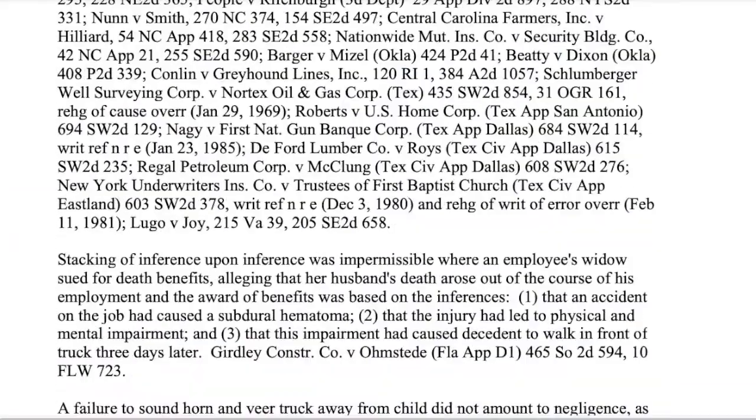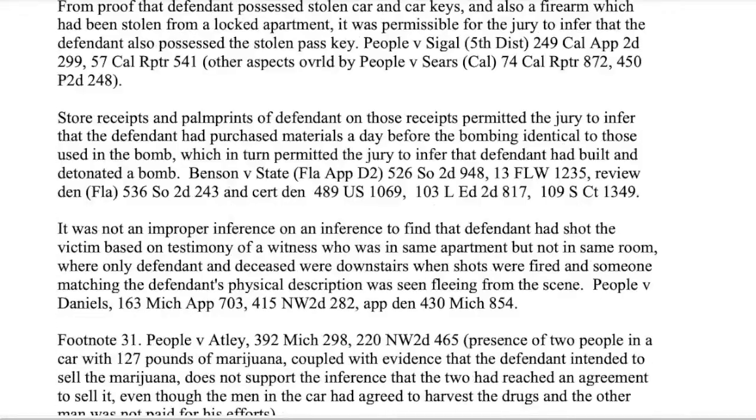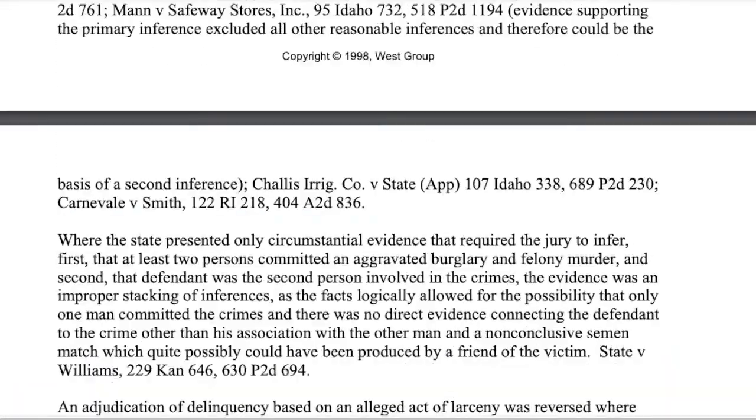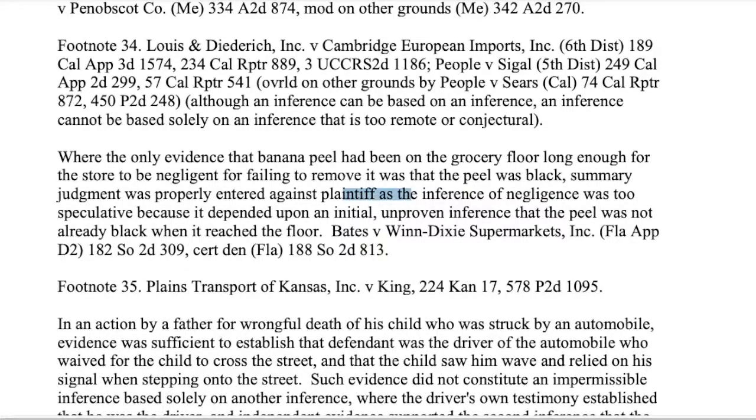34. Let's see where that low bar is. Cambridge, see here. All right, where'd it go? Inference can be based on an inference. An inference cannot be based solely on an inference that is too remote or conjectural.